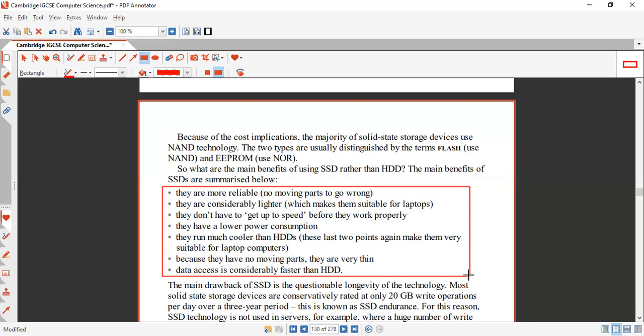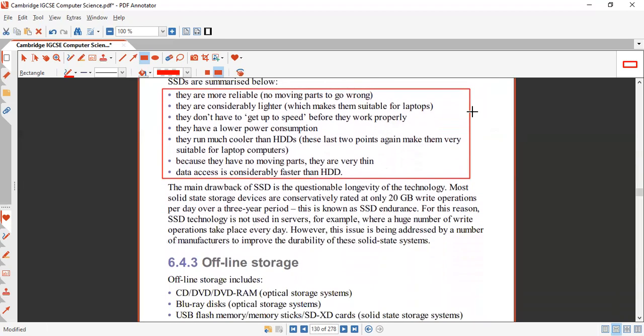As there is no moving part or magnetic material, they are portable as well. So we have multiple advantages regarding the SSDs, but the thing that has multiple advantages has a disadvantage as well. The disadvantage over here is the longevity.